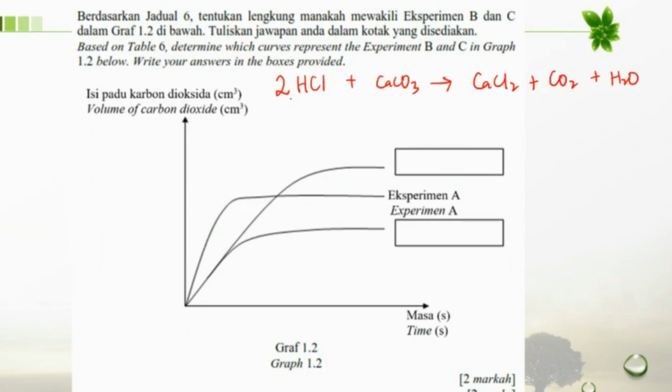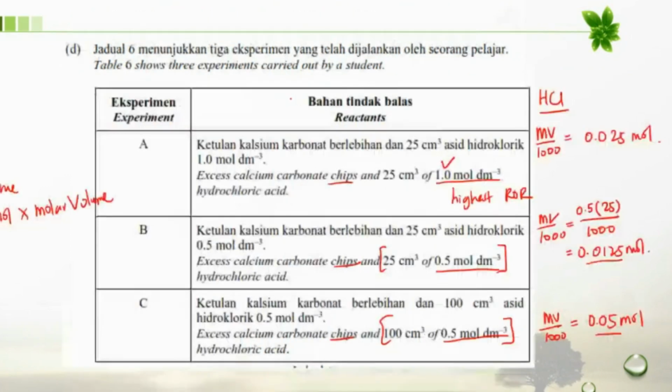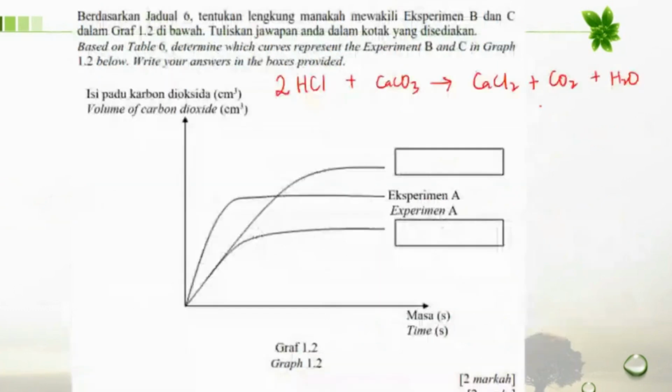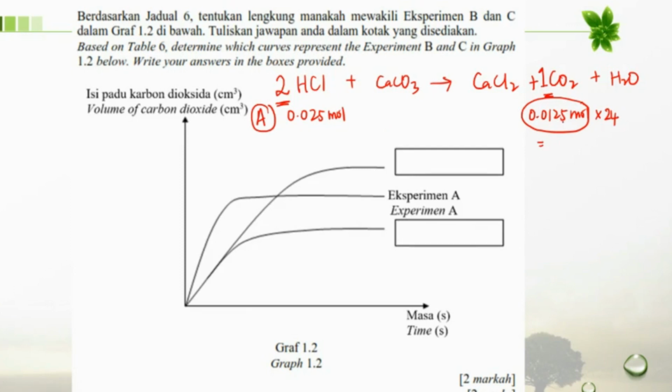So let's say for experiment A just now, 0.025 mole. This is 0.025 mole, right? But this is for 2 moles. So when you want to find the volume of the gas, the ratio is 2 to 1. So in other words, the 0.025 meaning that this one is 0.0125 mole only. So mole for the carbon dioxide for set A, times the molar volume 24. So you will get 0.3 cubic decimeter, which equals 300 cubic centimeter. So meaning the gas will be 300 cubic centimeter.